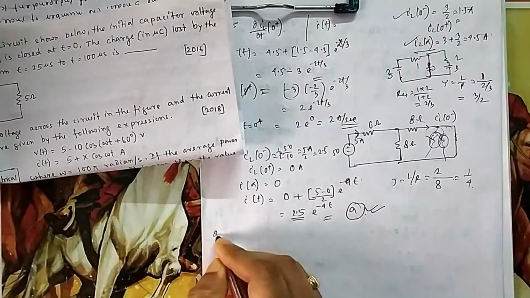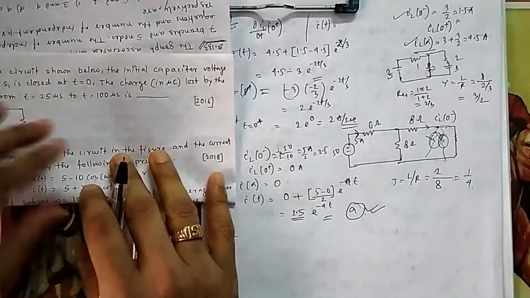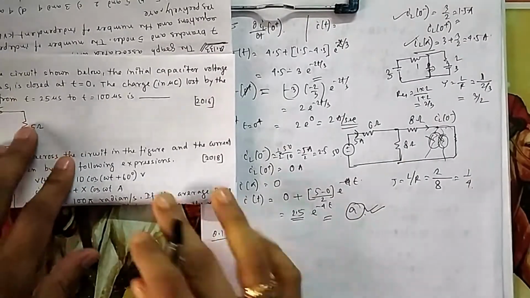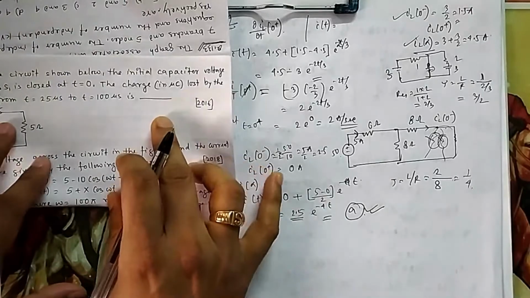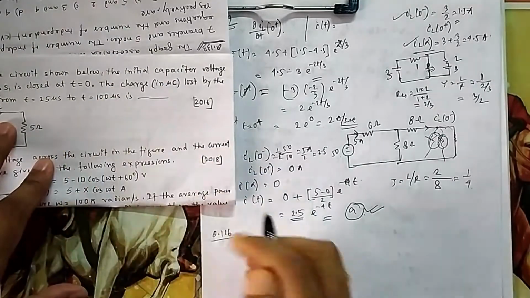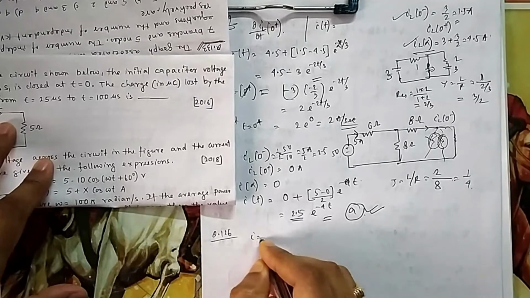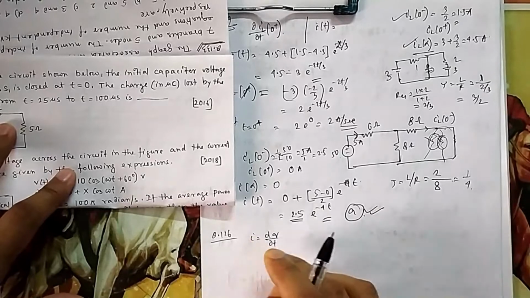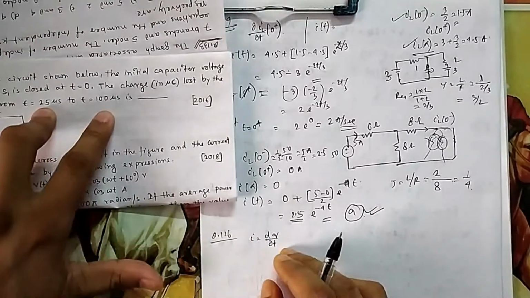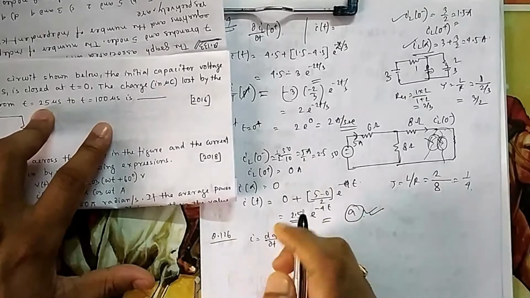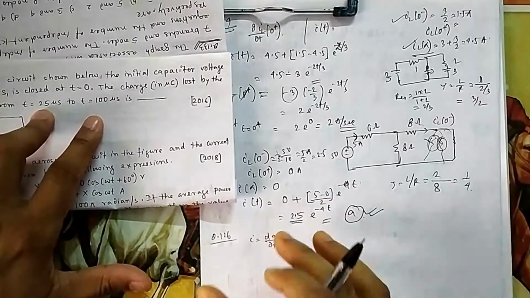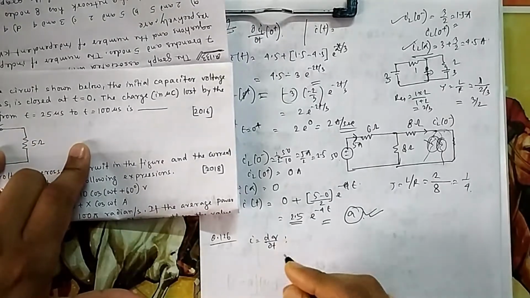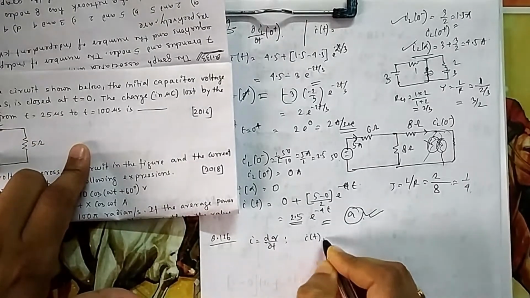Okay students, in question number 126, what they have asked: in the circuit shown below, the initial capacitor voltage is 4 volt, this is given. The switch S1 is closed at t equal to 0. Find the charge lost by the capacitor from this to this. So if you need to find charge, then you need to find i, because i is equal to dq by dt. Once you know i, then you can find charge by integrating it from 25 to 100 microsecond, to see how much charge it has lost or accumulated, both. If it is charging, then accumulated. If it is discharging, then it is lost. Here it is discharging.